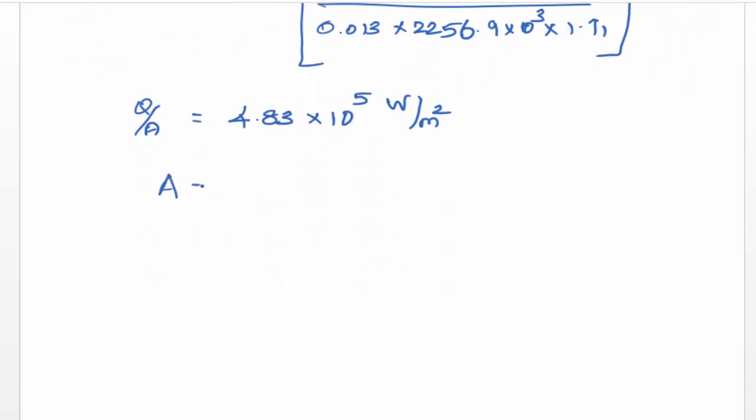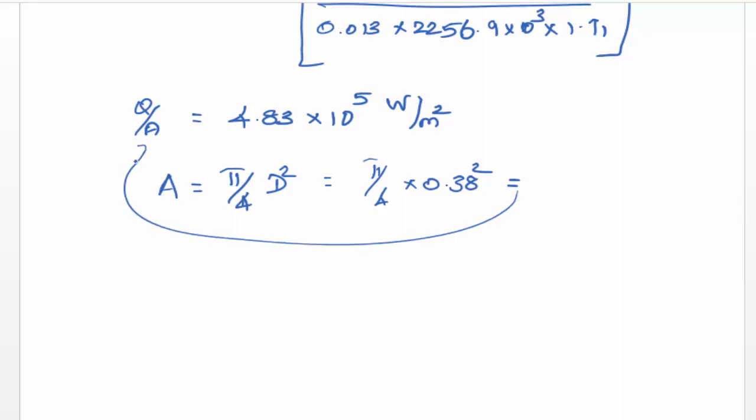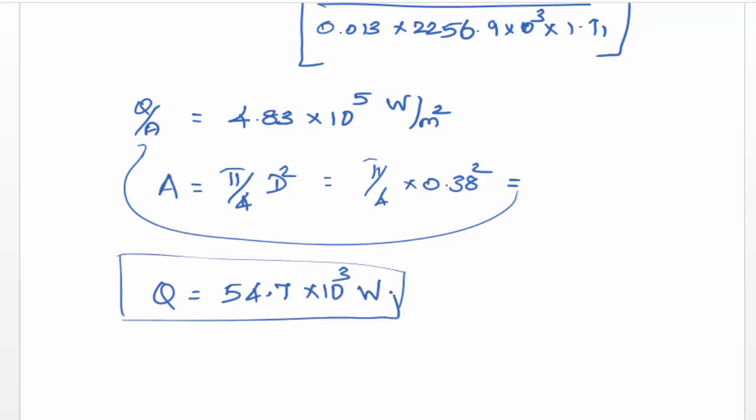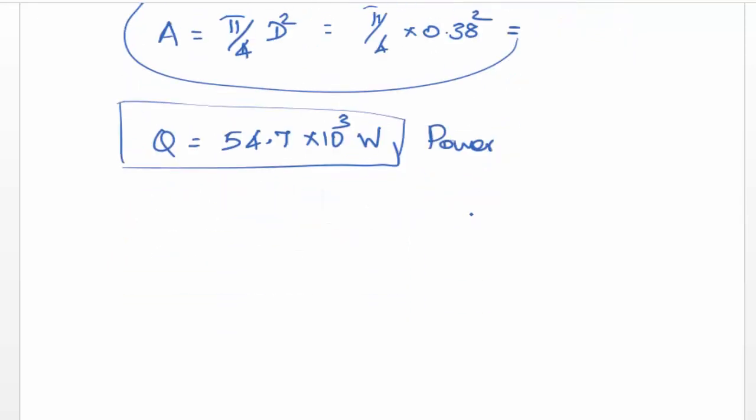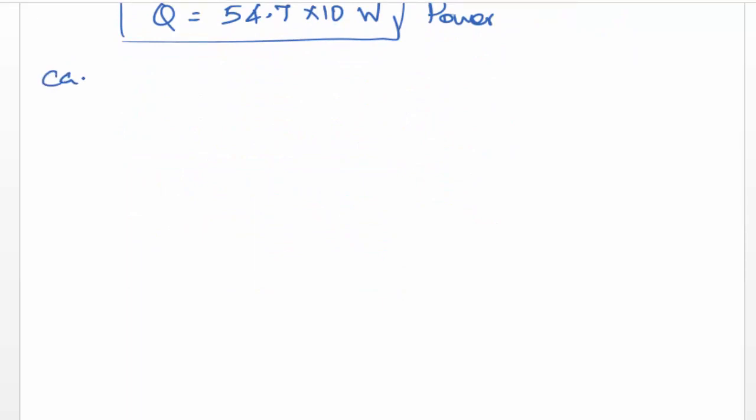So here area is pi by 4 D squared, that is capital D squared, because water is filled in the pan, no? So pan diameter has to be substituted. So pi by 4 into 0.38 squared, you will get the answer, and substitute this answer here. You will get the Q value as 54.7 into 10 to the power 3 watts. This is the power required to boil the water. Okay, so power required to boil the water. Case 1 is completed. Now go to case 2.